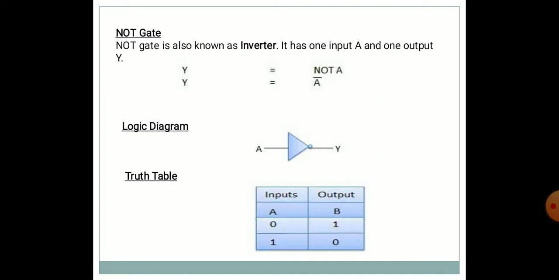So an inverter or NOT gate accepts only a single value, and the output will always be the opposite value of the input. That is, if the input is 0, the output is 1. If the input is 1, the output is 0. We will get just the opposite value as the output. So it has only one input, one output. Y equal to not A, or it can be the complement of the input value.